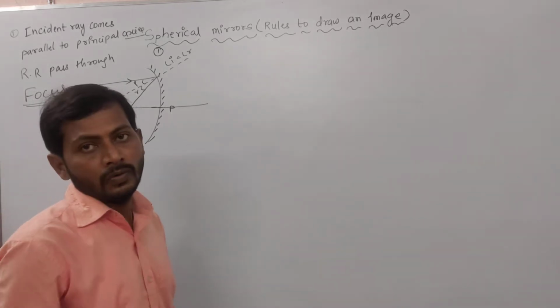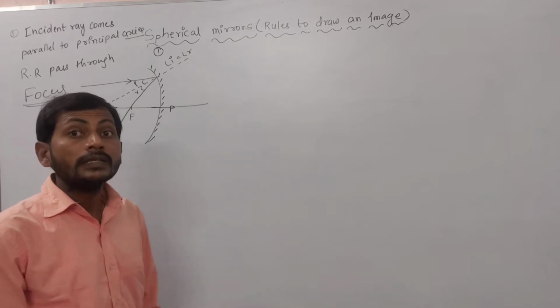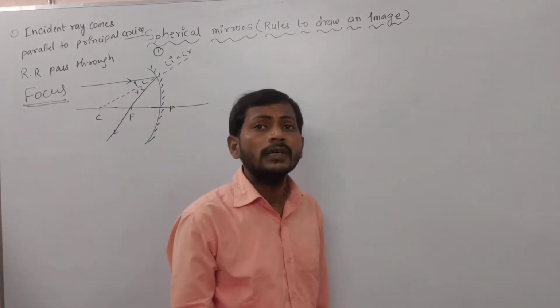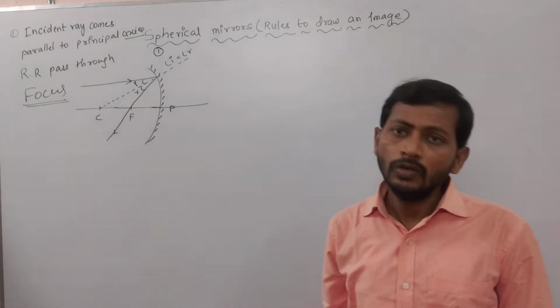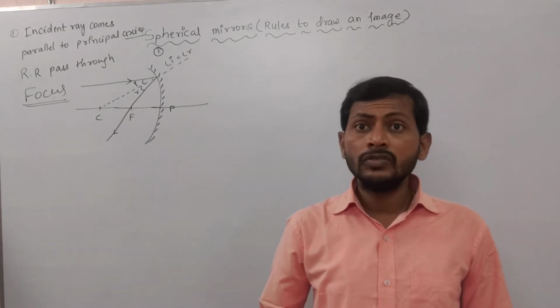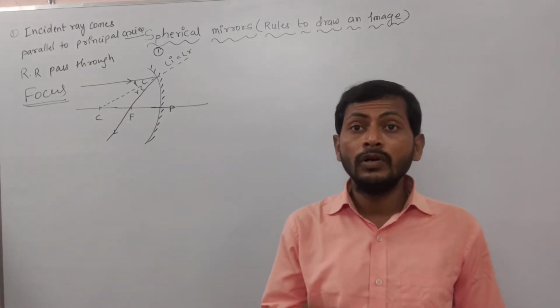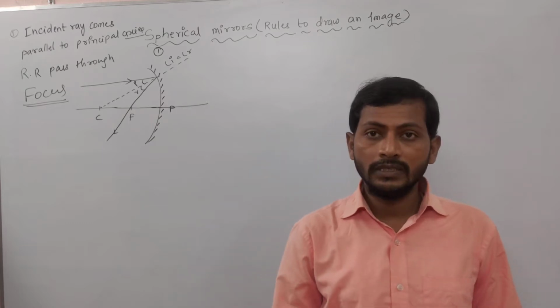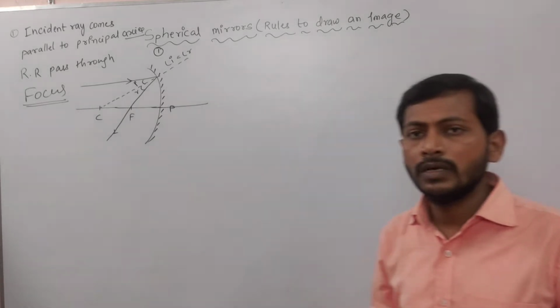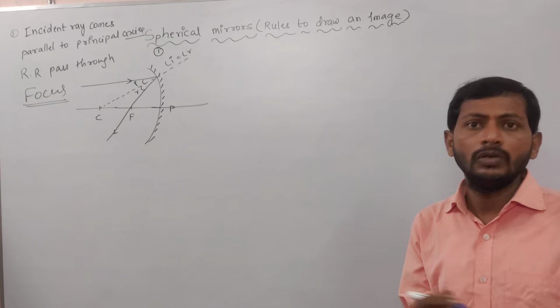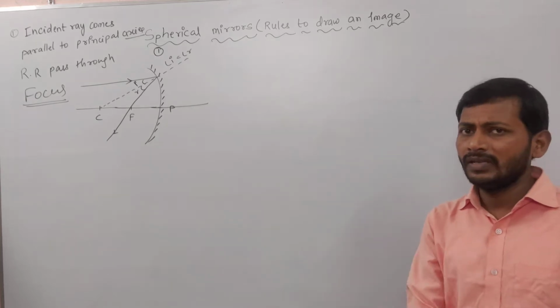Now the second rule I am going to discuss. First I will give a little explanation. Light always follows one rule, which is reversibility. Reversibility may be a new word for you, but you can understand it very easily.